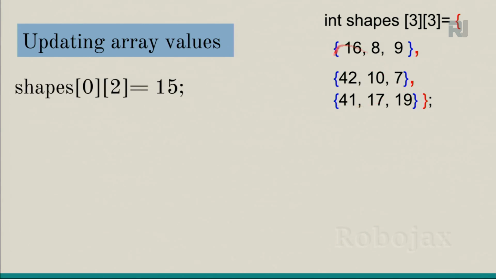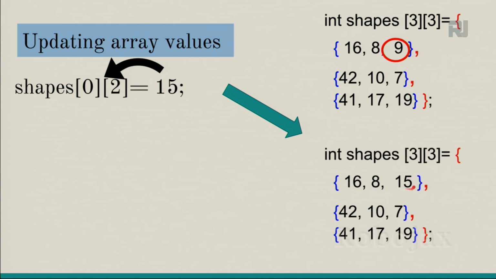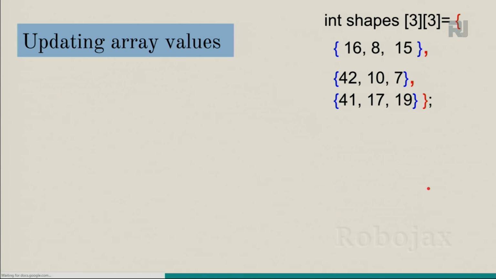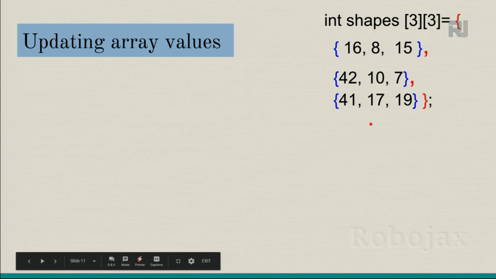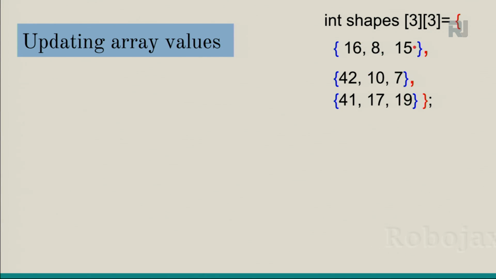Now this is the updated one with 42, and we want to go to position 0, 2: row 0 and then column 2. We put 15 into this address, and 9 will become 15. Now this is the updated array. And now let's update another value. This is the updated array from the previous step that I showed you.